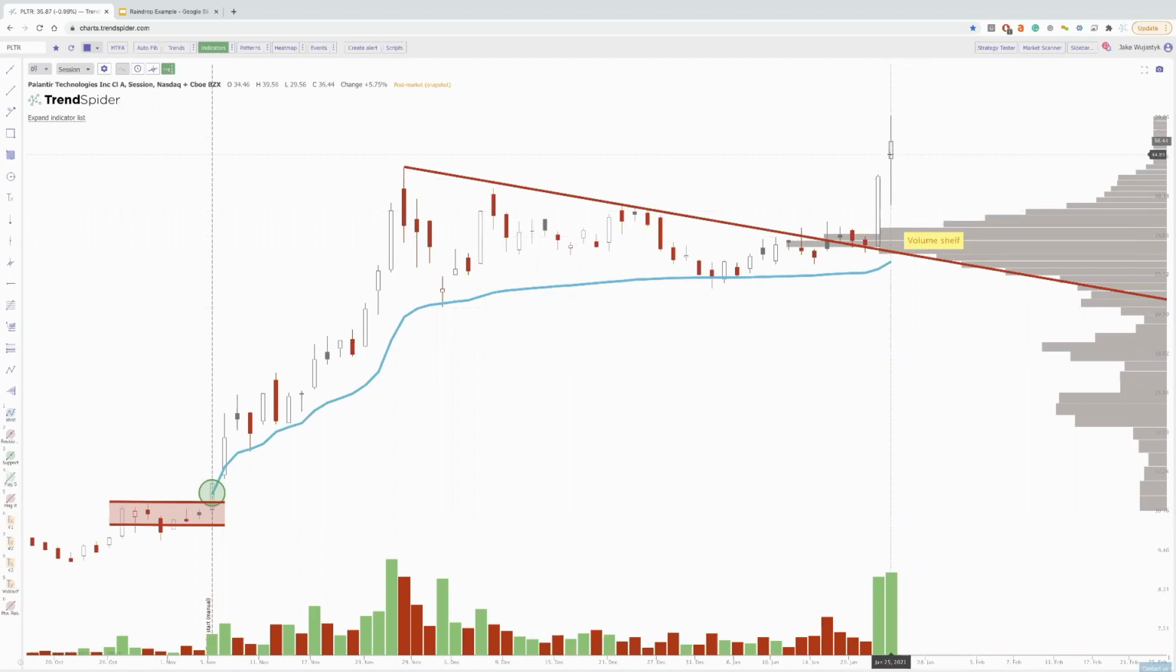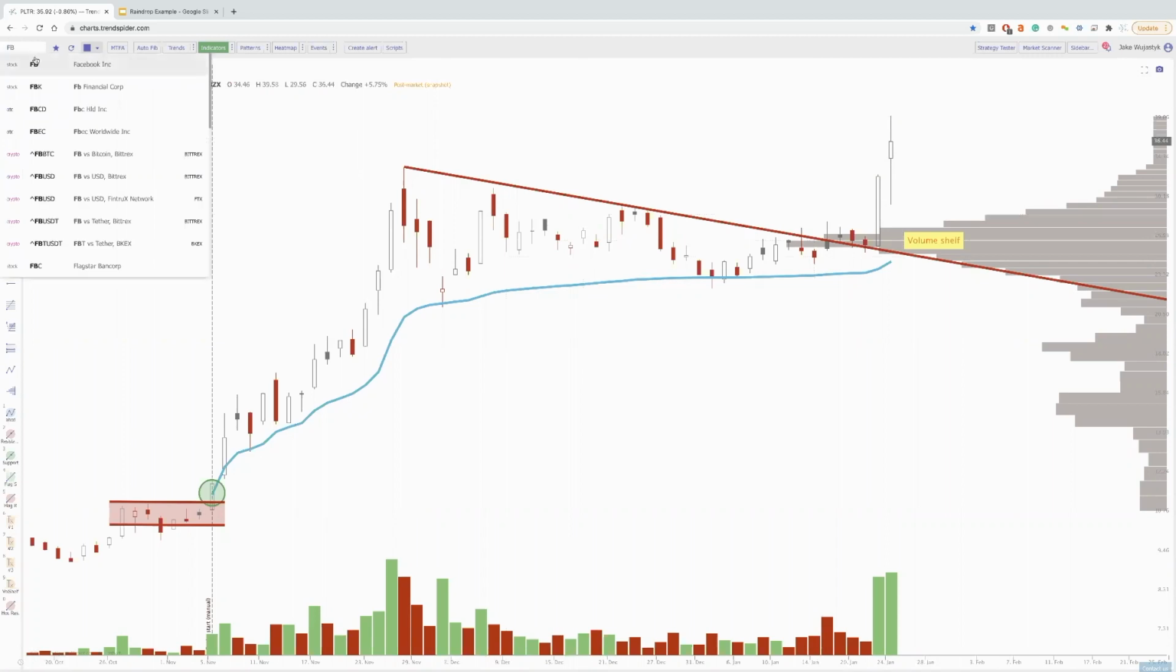And so this allows us to see whether something is really in the profit, meaning are there a lot of shares holding profit? If the volume shelf is above a price, it's going to act as a supply zone. Because let's go to Facebook. This was a good example of this.